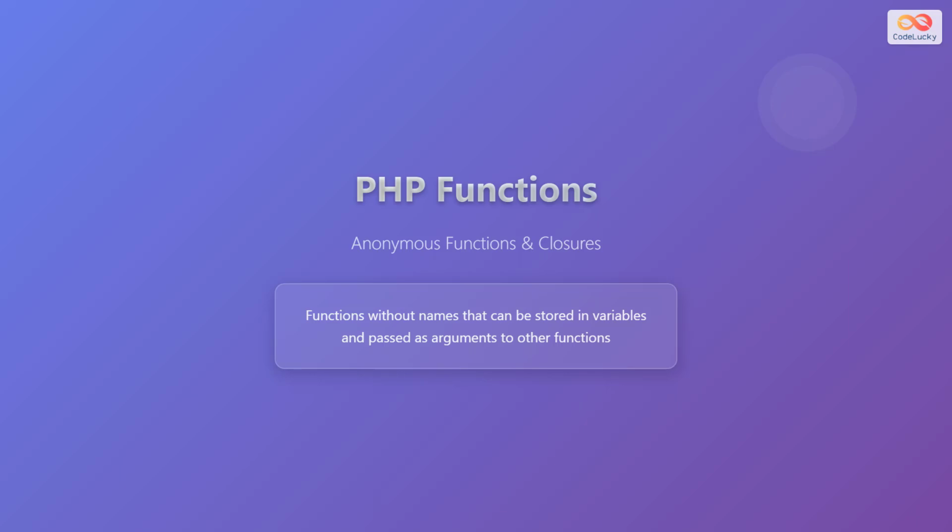Let's explore PHP functions, focusing on anonymous functions and closures. These are powerful tools for writing flexible and concise code. We'll see how they work and where they're most useful. Anonymous functions are functions without names that can be stored in variables and passed as arguments to other functions.